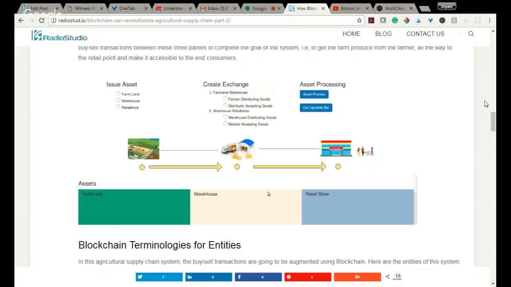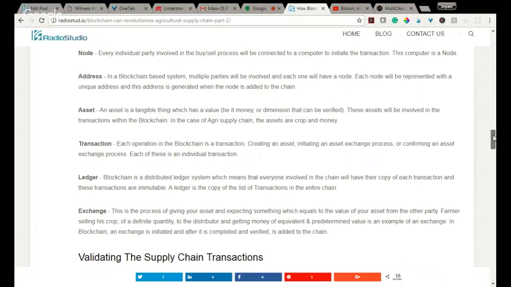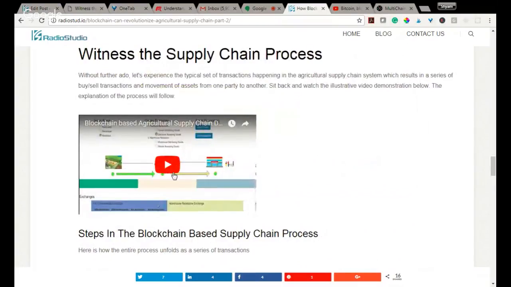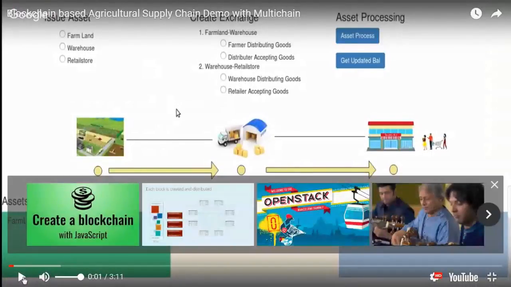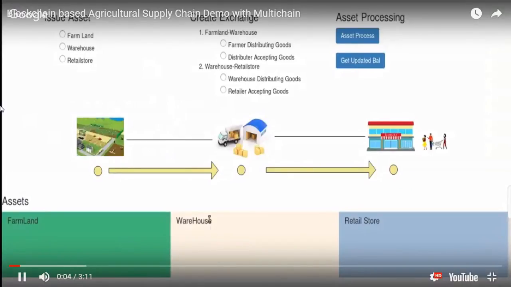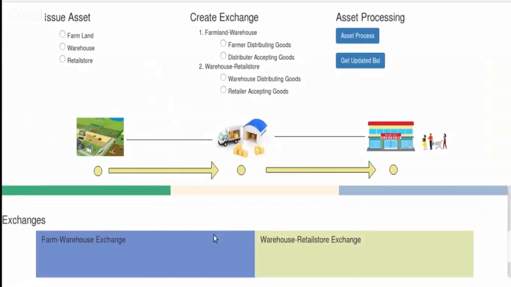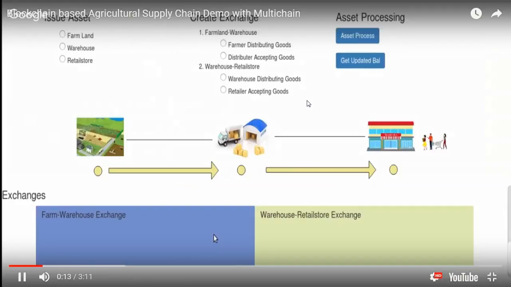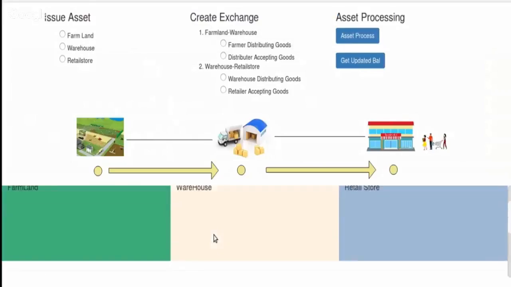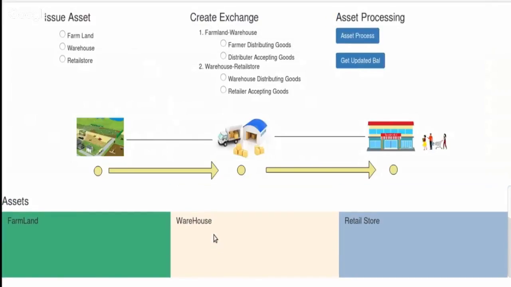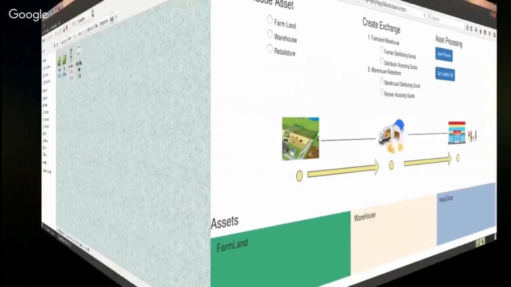Right. So in this case, I have a small video which I'll just play, and it's available on YouTube also. Basically, what is happening is first, the farmer will sell his produce to the warehouse, which is the distributor. Initially, everything is empty because there is no transaction happening. But then we will allocate some assets to the farmer, the warehouse and the retail store.